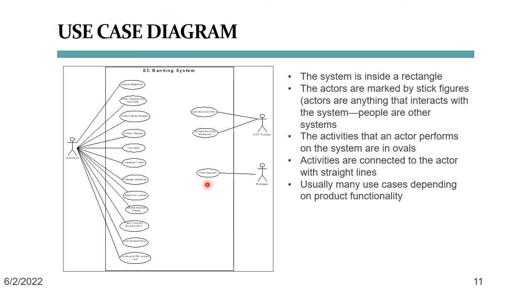The system we are building is a huge rectangle. The actions that a user needs to complete when interacting with our systems are in ovals. These ovals are inside of the rectangle of the system, and they're connected with the actor who performs the action. Note that all the actions always start with a verb.